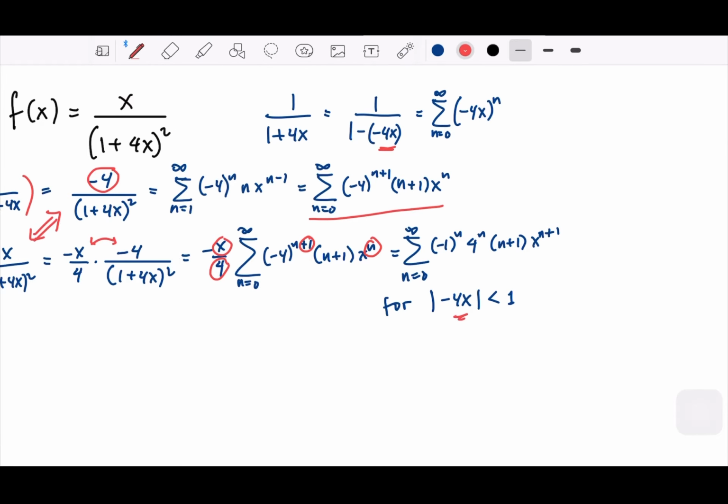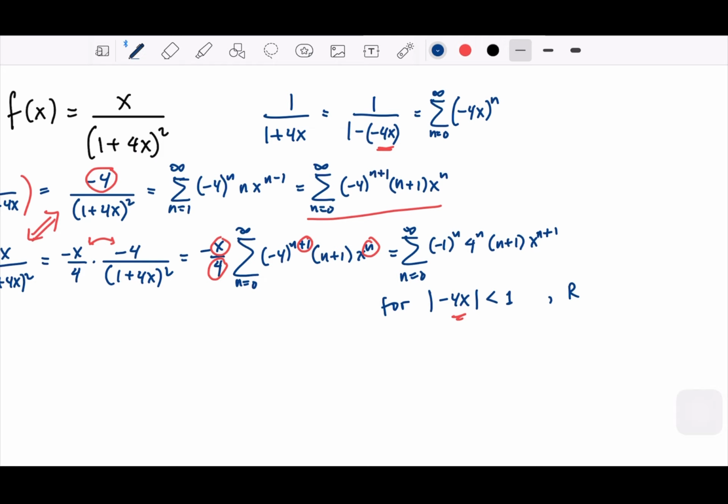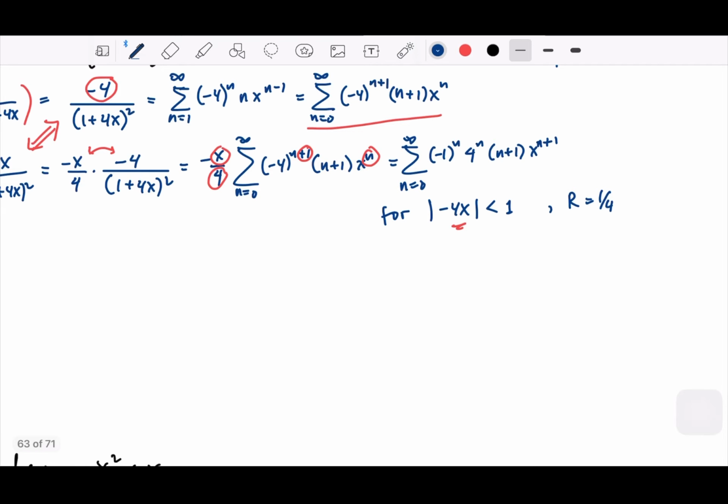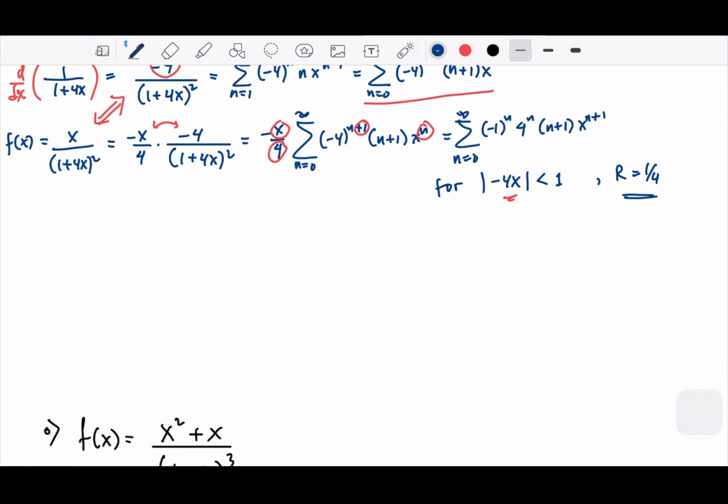Okay, so we can make a conclusion. Actually, you can make the conclusion from here that you can take this as r is actually 1 over 4. Let me just write down here, and then the interval, no, I think the interval is not really needed. We just need to calculate the radius of convergence.